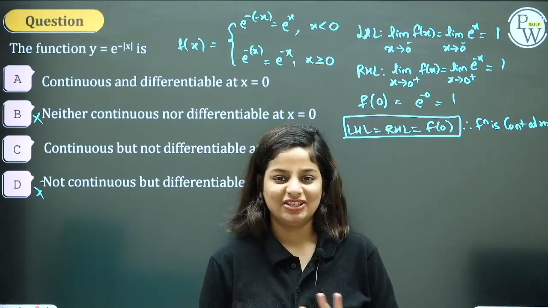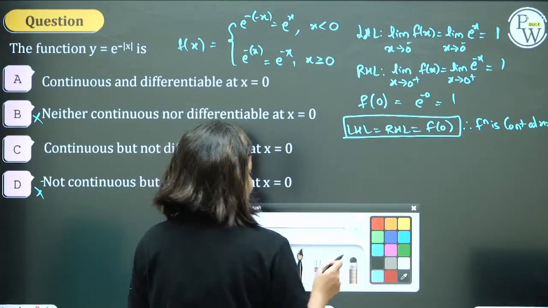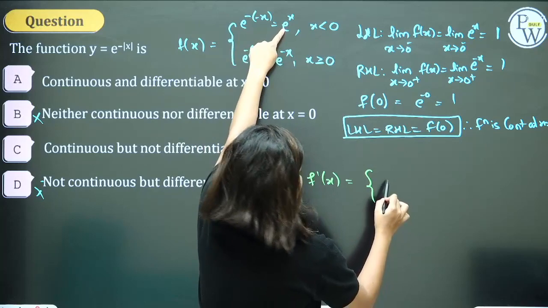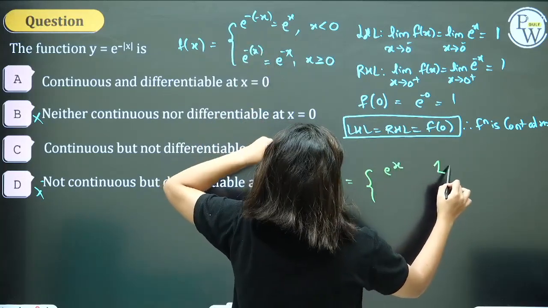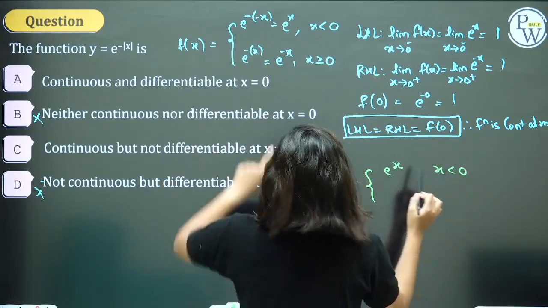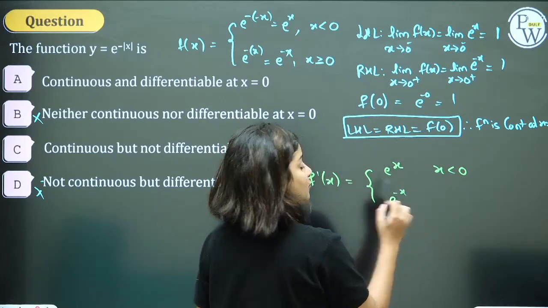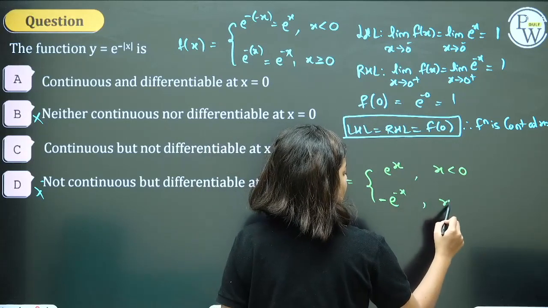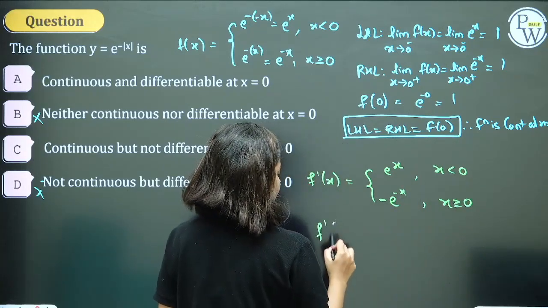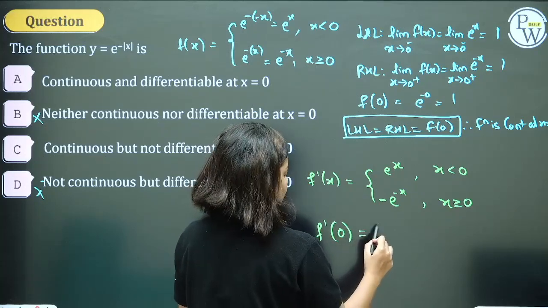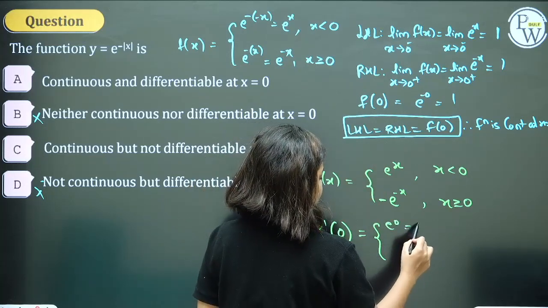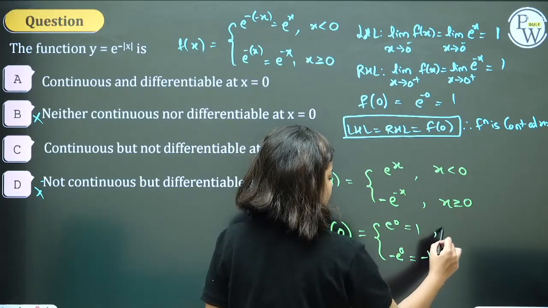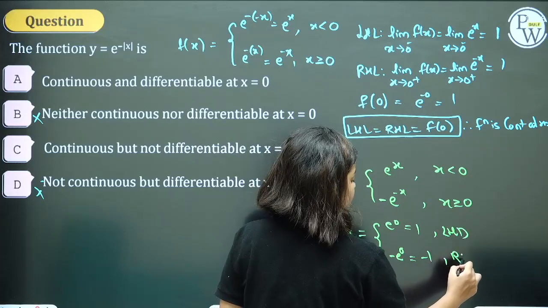Shortcut? Let's do the shortcut here. f dash of x, find out. Derivative of e raised to x will be e raised to x, and that's when x is less than 0. Derivative of e raised to minus x will be minus e raised to minus x, by chain rule, since derivative of minus x is minus 1, when x is greater than or equal to 0. You are checking for x equal to 0. So substitute. Anything raised to 0 is 1. This is 1 and this is minus 1. LHD is 1. RHD is minus 1.